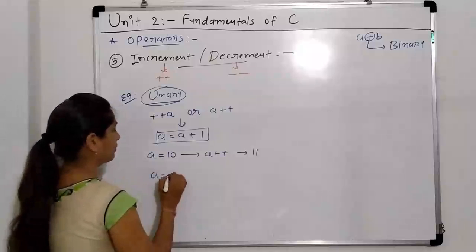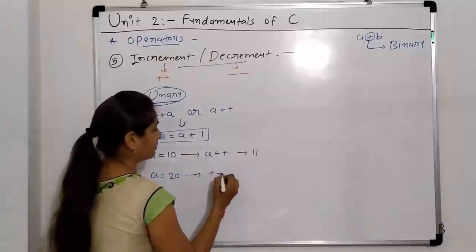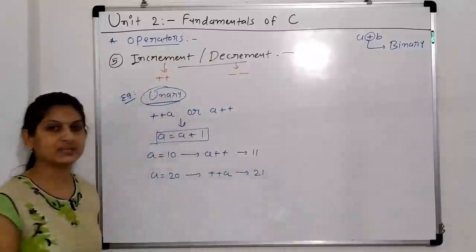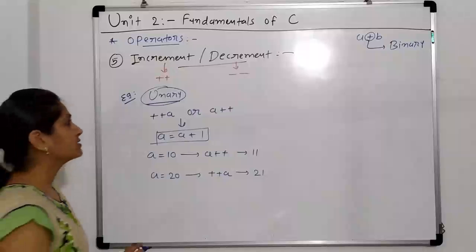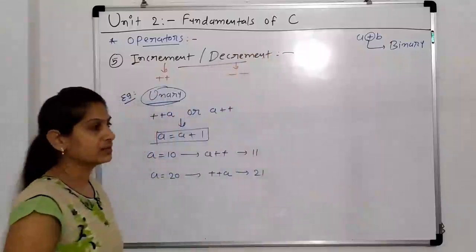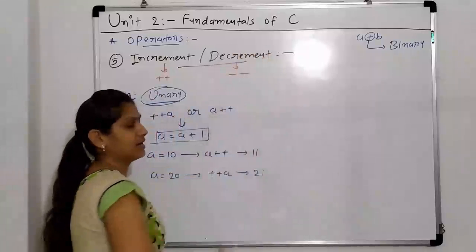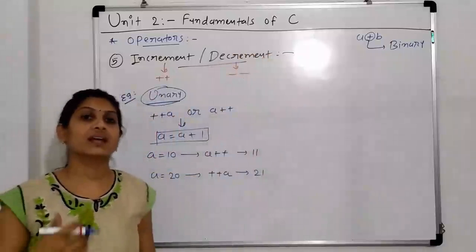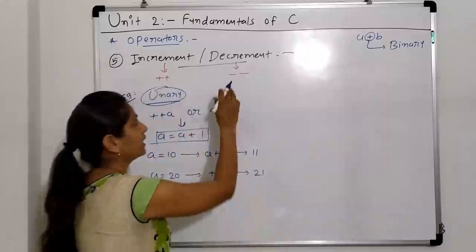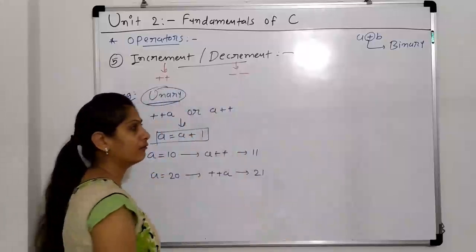Suppose a equals 20 and you are writing plus plus a, then again a is 21. Clear? Similarly, you can apply the decrement operator. The symbol is minus minus. It decreases the original value by 1.